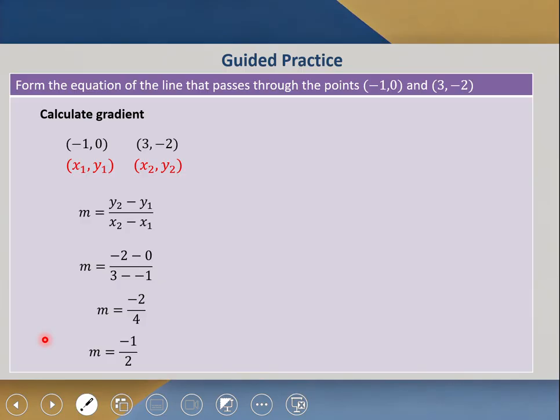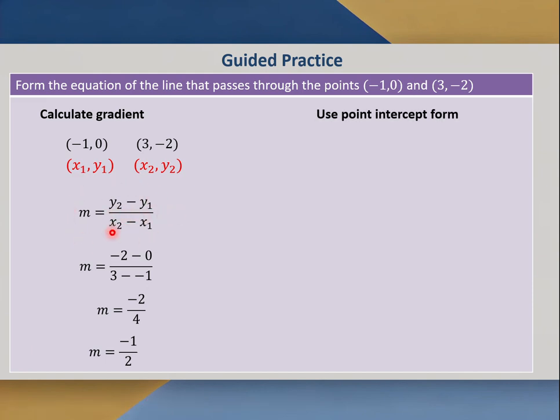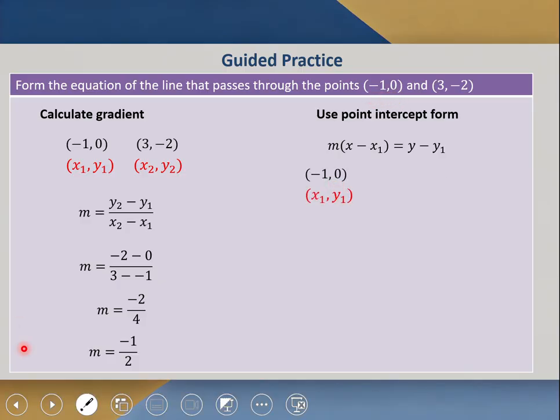Now, to find the equation, we're going to use point-gradient form. So that is coming from our gradient where x2 minus x1 is taken over to the other side. That means we need the gradient and we need to pick 1 point. So I'm going to pick negative 1 and 0 here. And we've just found out our gradient. So all we're going to do is place all those values into our equation. So we've got negative 1/2 in brackets x take away negative 1 is equal to y take away 0.